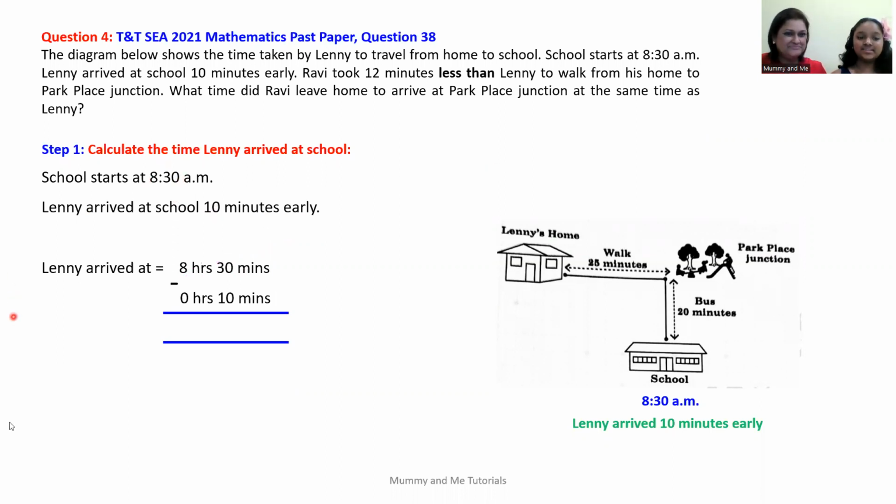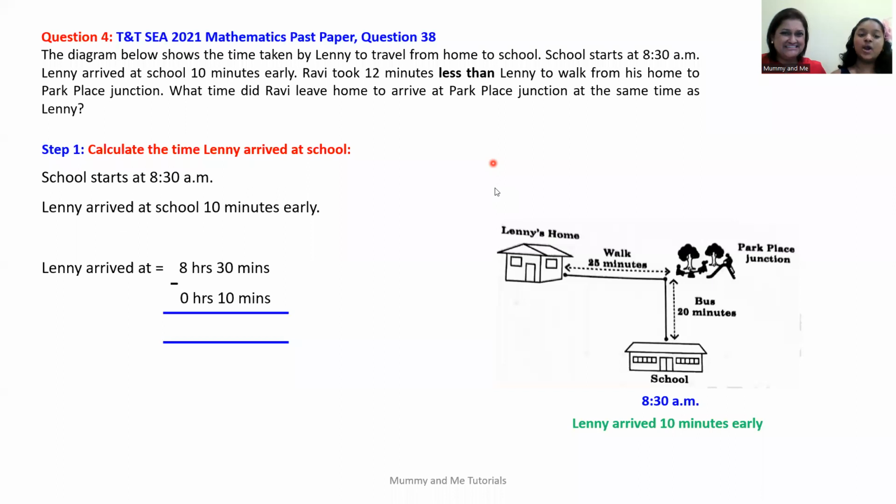So 8:30 a.m. can also be written as 8 hours and 30 minutes. And 10 minutes can also be represented as 0 hours and 10 minutes. So this is our 8:30 a.m. here. Yes. And this is our 10 minutes early. And we are saying that we are going to subtract because he arrived 10 minutes early. Okay, how do we do that?